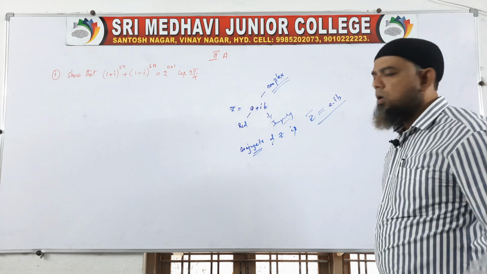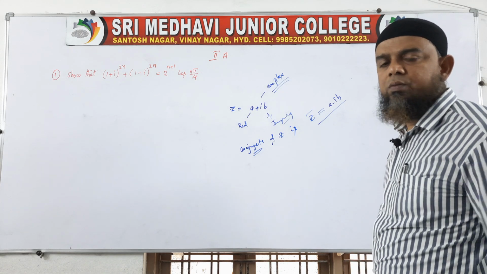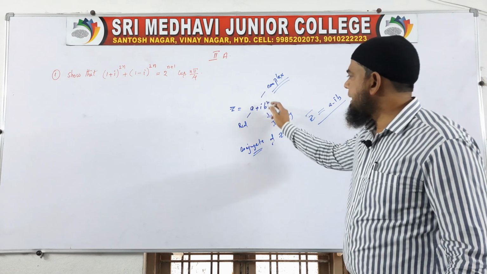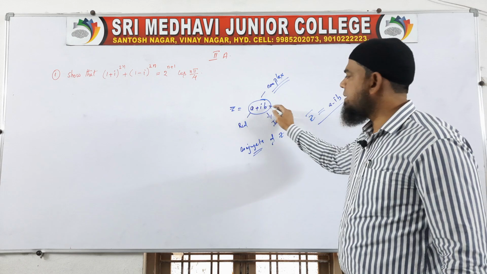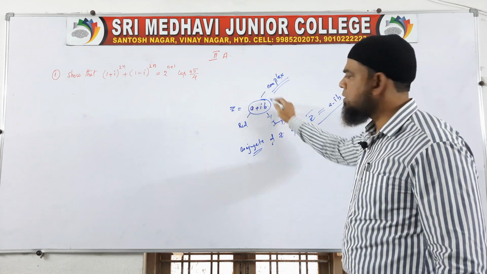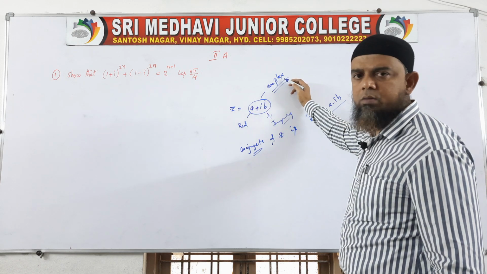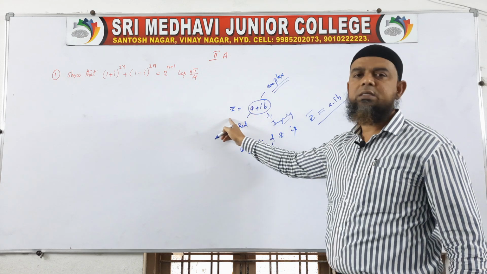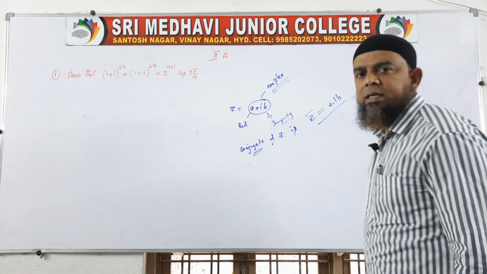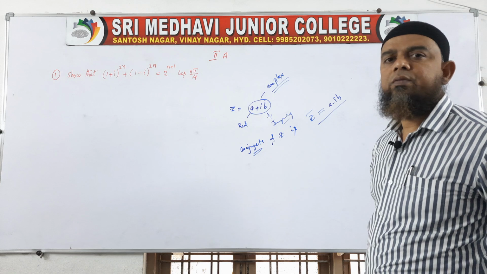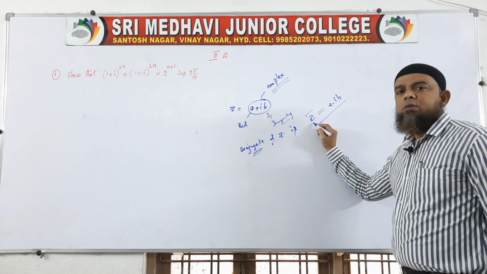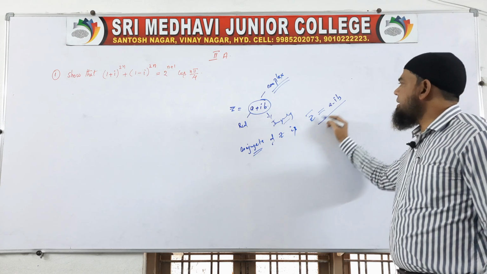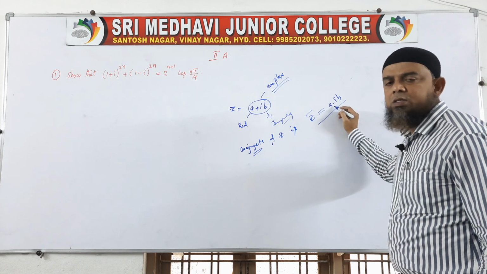So two things are over. The first thing: a plus ib is a complex number in which a is real and b is imaginary, and the total a plus ib is denoted by Z. The second point is the conjugate of Z, which is denoted by Z bar. Z bar is a minus ib.